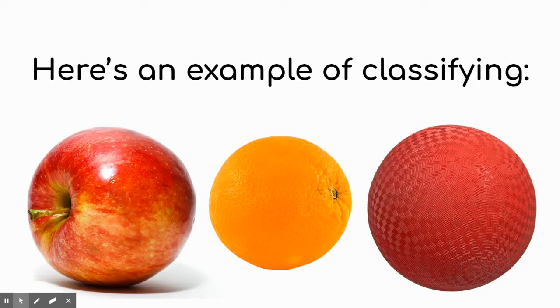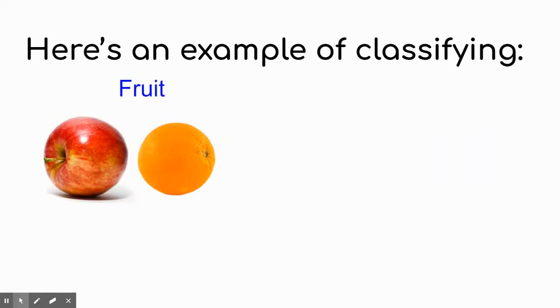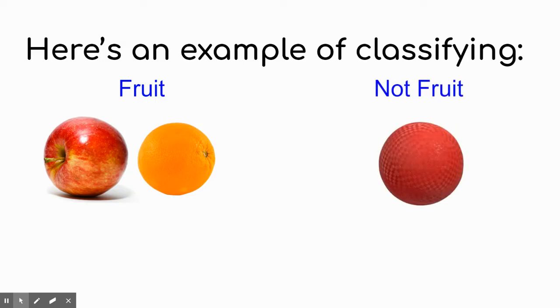And here's a quick example of what it means to classify. You can see right here, I have an apple, I have an orange, and I have a playground ball. And we can classify these in many different ways. There are many different categories we could put these objects into. Here are just a few, for example. We could classify them: the apple and the orange are fruit. The playground ball is not fruit.